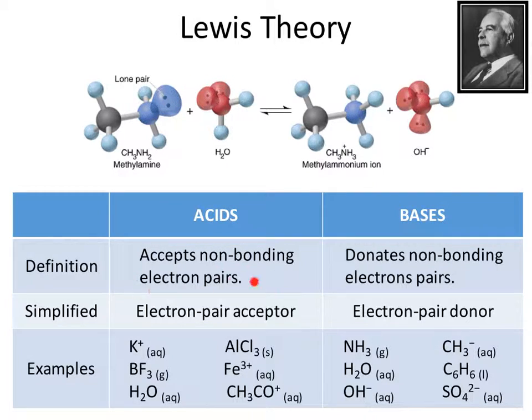Acids, in the case of Lewis theory, are anything that accepts a non-bonding electron pair. Bases are the opposite. It donates a non-bonding electron pair. So by expanding this definition, we have included a lot of different things, such as certain oxides and benzene, some aprotic things that don't deal with the exchange of protons.